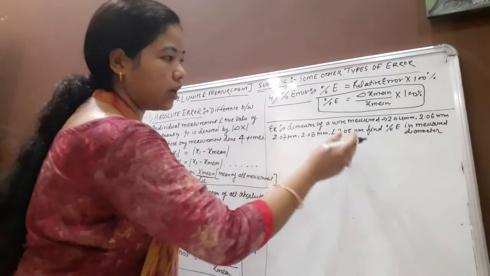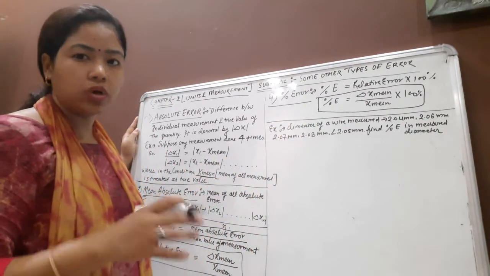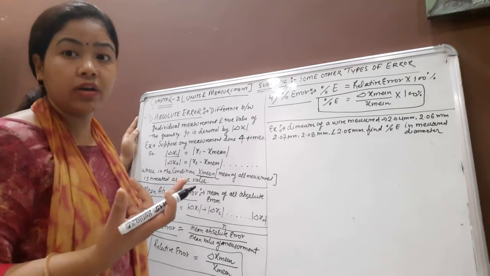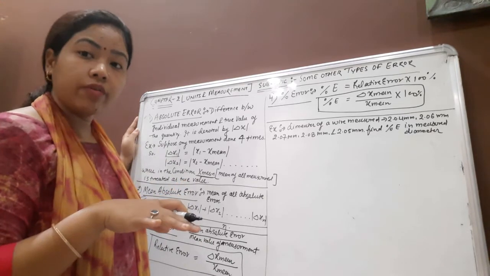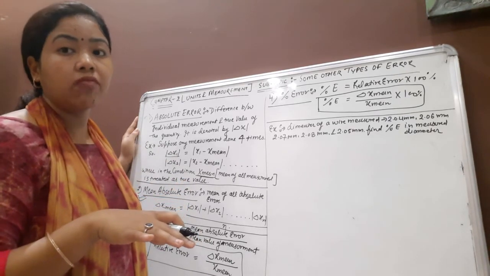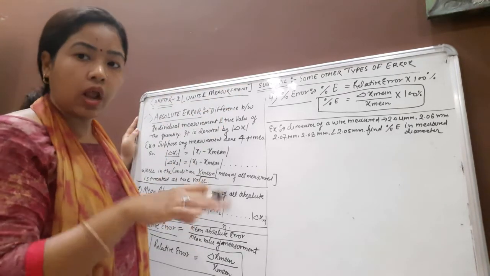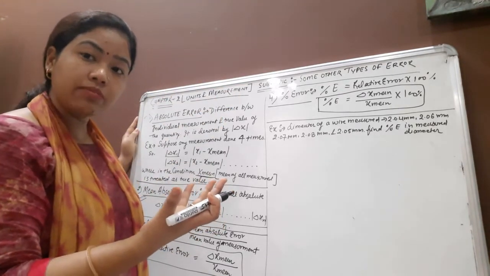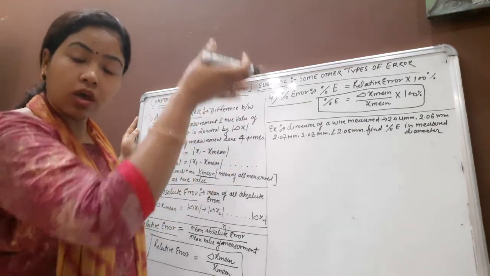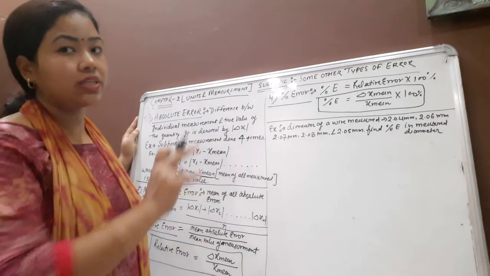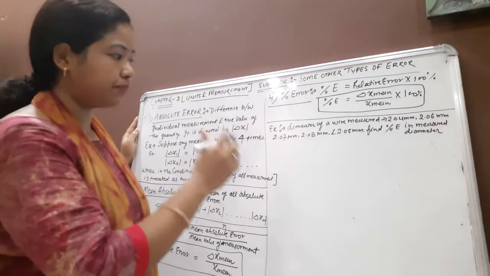Now, if we want to calculate the percentage error, what do we need? The relative error. Now if we want to calculate the relative error, then what do we need? The mean absolute error and x mean. Now for the mean absolute error, what do we need? The individual absolute errors. So we'll start from the very first absolute error.